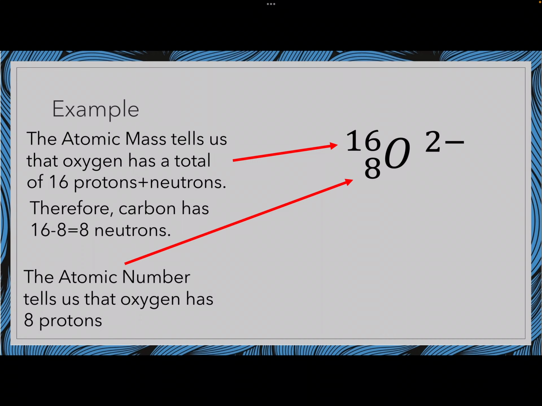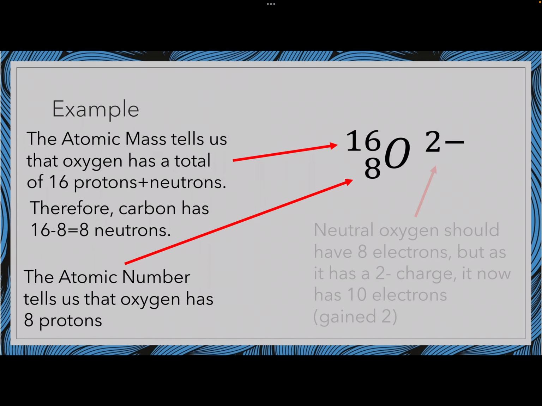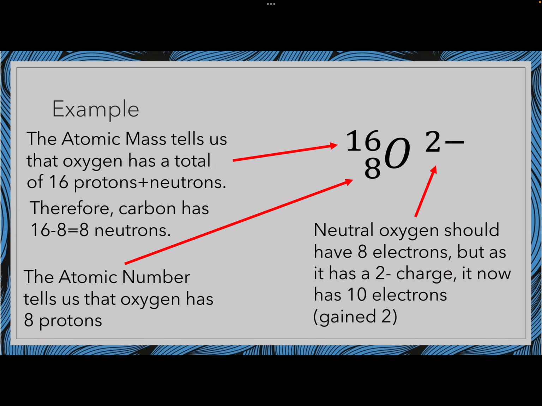We then have to take into account this 2-. So neutral oxygen, if that charge wasn't there, would have 8 electrons. But we now have a 2- charge, which means it's gained 2. So it now has 10 electrons. So O2- has 10 electrons, basically.